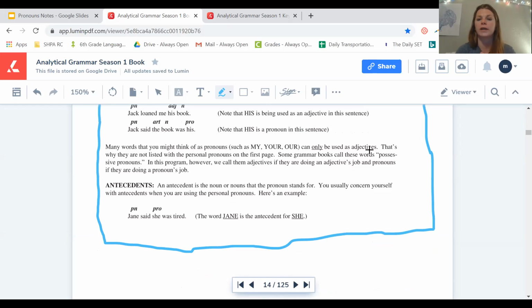Oh, that's why they're not listed with the personal pronouns on the first page. Miss Doe made a mistake. They're possessive pronouns, which means they'll never, ever be pronouns. You're always going to label them as adjectives. Sorry for the confusion there. Email me if I messed that up.